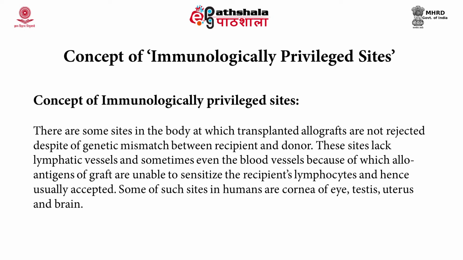These sites lack lymphatic vessels and sometimes even blood vessels, because of which alloantigens of the graft are unable to sensitize the recipient's lymphocytes and hence are usually accepted. Some such sites in humans are the cornea of the eye, testis, uterus and the brain.